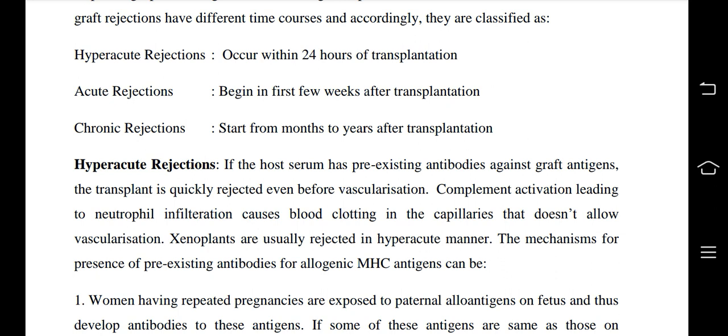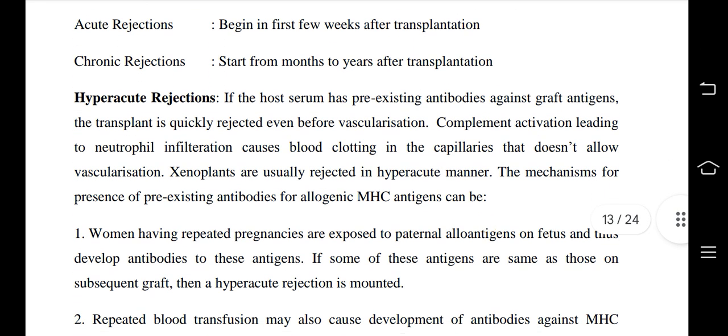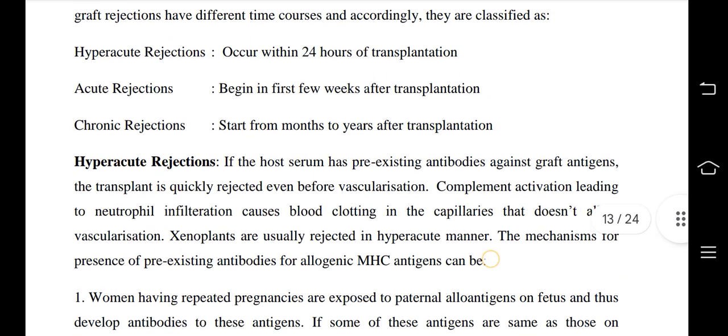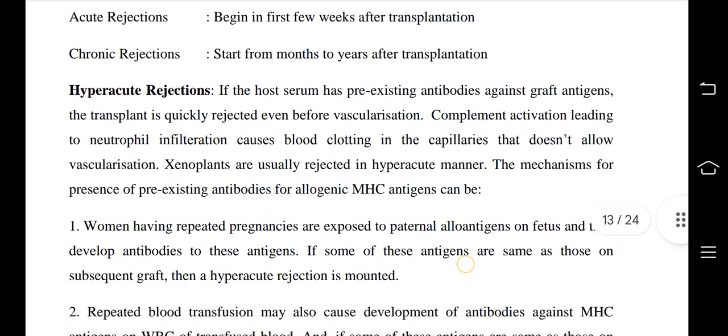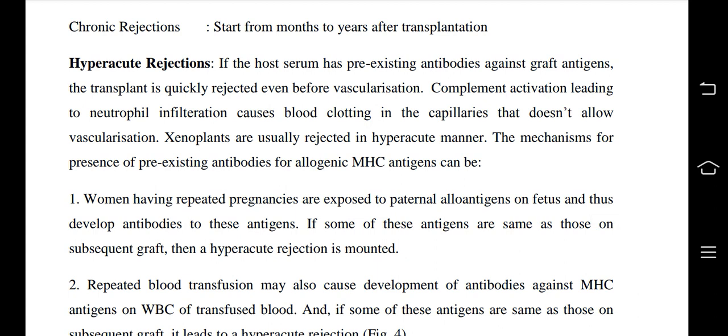Hyperacute occurs within 24 hours of transplantation. Acute rejection begins in the first few weeks after transplantation. Then chronic rejection, chronic in the sense that it starts from months to years after transplantation. So hyperacute, acute, chronic. Chronic is kind of relaxed.